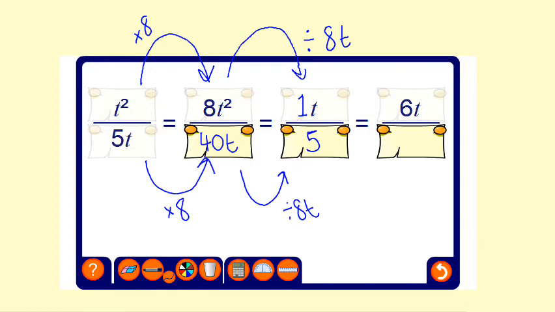So next, we need to go from 1t to 6t. So I think we've times through there by 6. So on the bottom, we're also going to have to times through by 6. So that's going to give us 30.